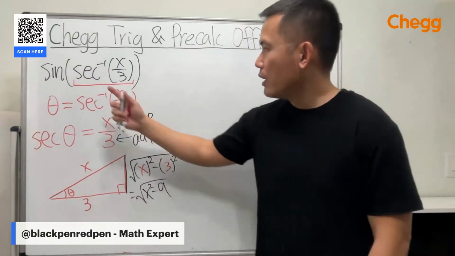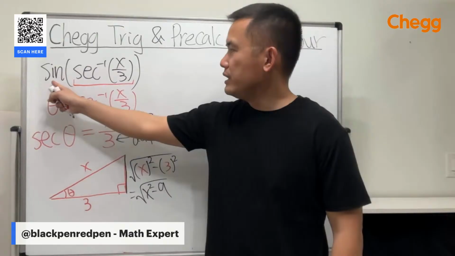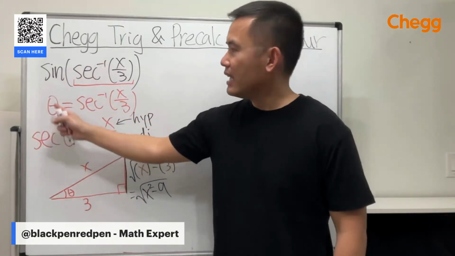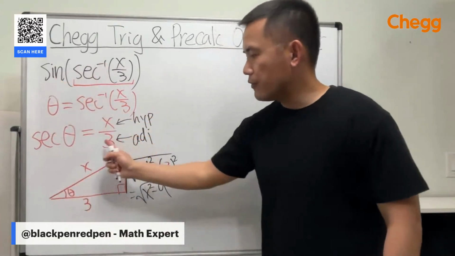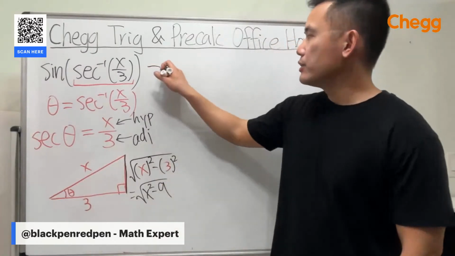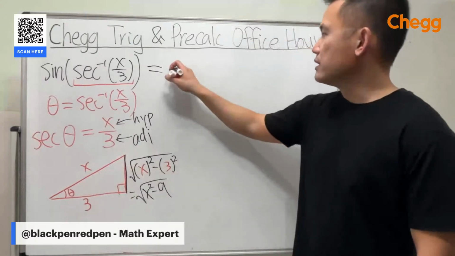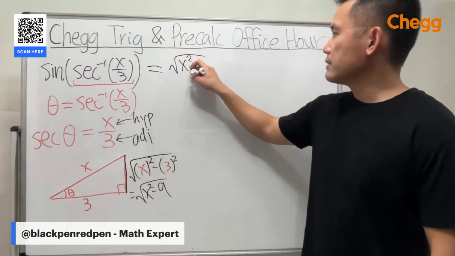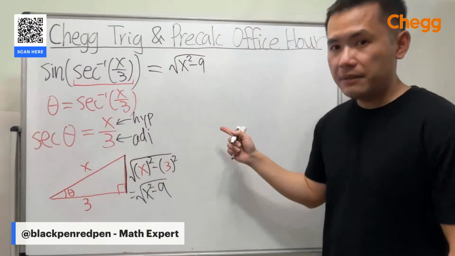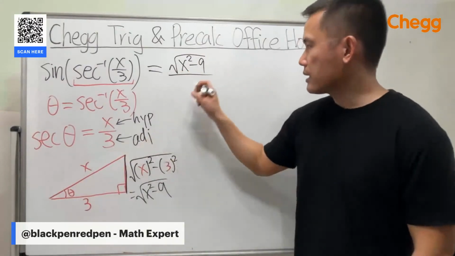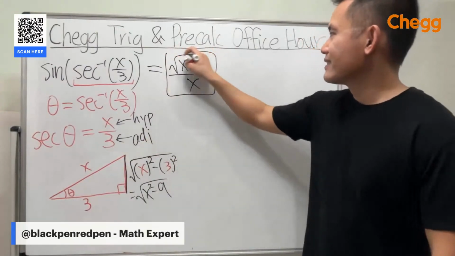Now, sine of this, which is really sine of theta, we can just pick that up from this triangle, and that is just going to be opposite over hypotenuse. So the answer for this is square root of x squared minus 9 over x. And then we're done.